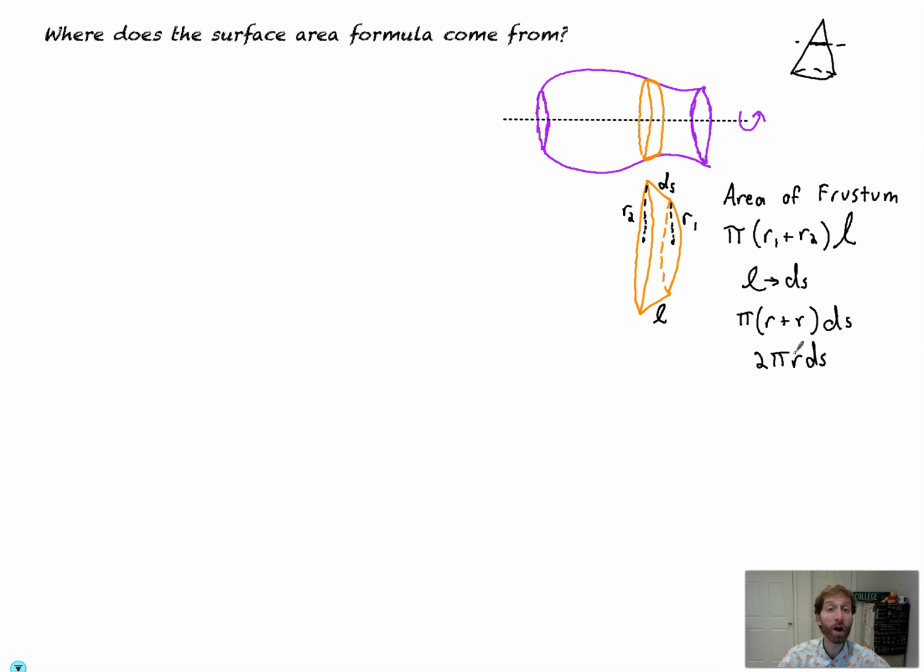But we don't just want one area of these frustums, we want infinitely many of them, right? So that would be the integral of 2 pi factored out times r ds. And we've done that a couple of times now where we've seen that as the formula. So I just want to show you where that formula comes from. I think it's pretty wicked cool.